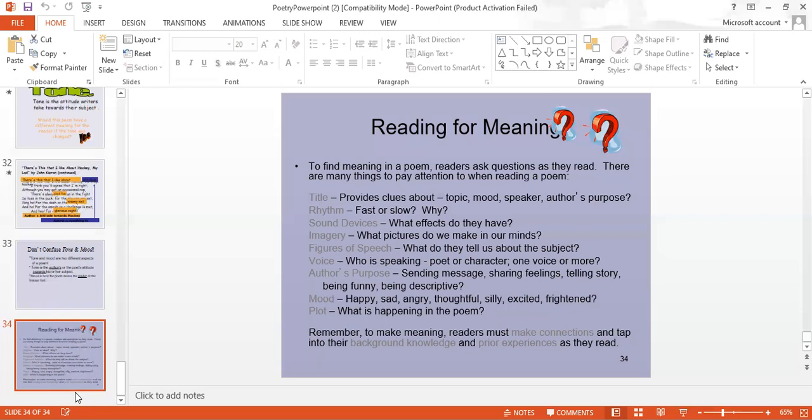And then author's purpose. Sending messages, sharing feelings, telling a story, being funny, being descriptive. Those are what you should ask yourself: what is the author's purpose? And then mood. Is it happy? Is it sad, angry, thoughtful, silly, excited, frightened? What is happening in the poem? So remember, to make meaning, readers must make connections and tap into their background knowledge and prior experiences as they read.